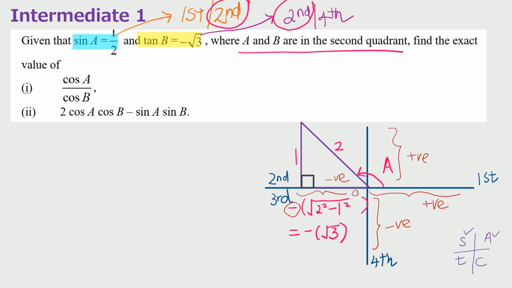So you use Pythagoras theorem to find the adjacent side, which is square root of 2 squared minus 1 squared, and that gives you square root 3. But because we are talking about the second quadrant, and the x coordinate is negative in the second quadrant, that's why you need to put the negative there. All right, so this is very important. You have to take note of this. Okay, let's draw the diagram for angle B.